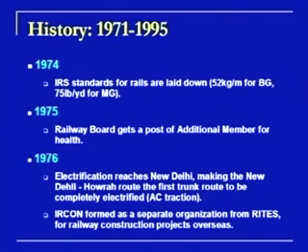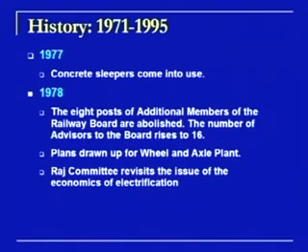IR's standards for rails were also laid down. They were related to 52 kg per meter rail sections for the broad gauge or 75 pounds per yard sections for the meter gauge. The railway board again got modified and got a member for health. Electrification reached New Delhi, making the New Delhi Howrah route the first trunk route completely electrified. That was the year 1976. Concrete sleepers came into use from 1977 onwards, and nowadays we are still using concrete sleepers. They have better qualities, as we will see when we take up sleepers in detail.